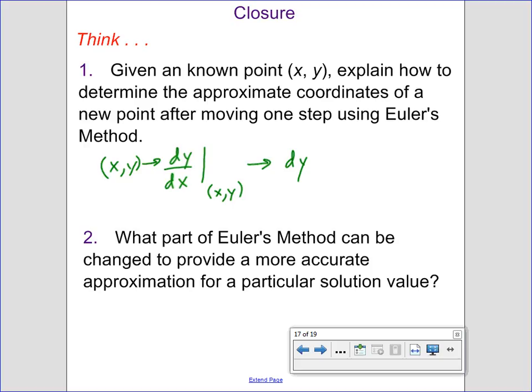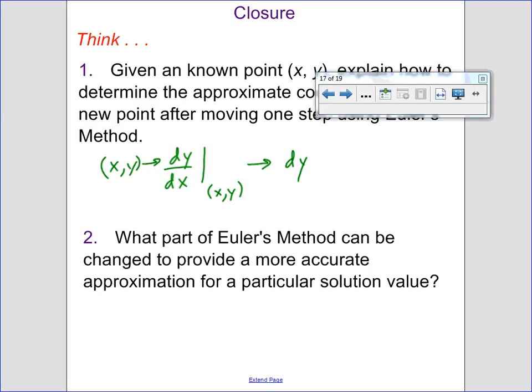Excellent, thank you. What part of Euler's method can be changed to provide a more accurate approximation for a particular solution value? What do you have for that, Emily? Delta x, and you can use a smaller delta x to allow for more recalibration. Nice. So you can make my step size delta x smaller, and that will provide for more frequent recalibration and slope calculations as you continue to push that boat along in the proper direction. Absolutely.